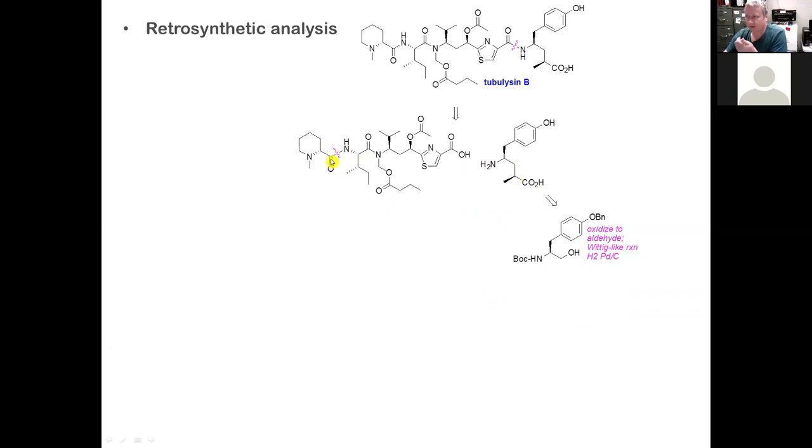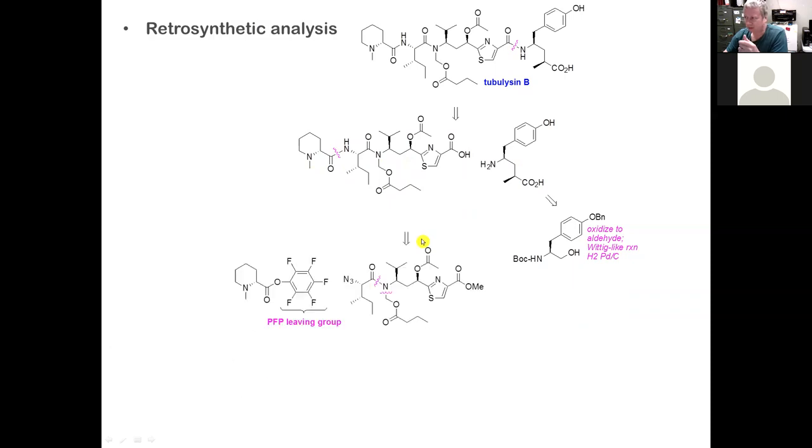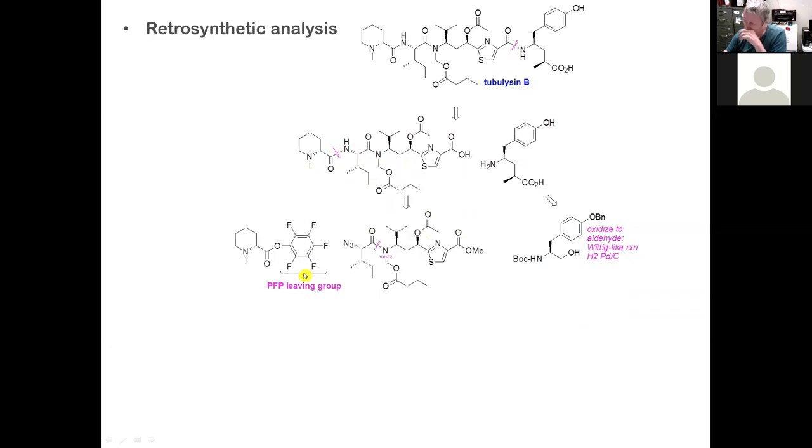Okay, so then let's jump over to the left again. So now you can see that they disconnect this thing into two pieces, the kind of left piece and the right piece. The left piece is very simple, and the right piece is a little more complicated. But the left piece, they attach, this is pretty cool. This looks weird, right? It's really just a leaving group. It's called pentafluorophenol. This is kind of like a chloride or something, but it's very fine tuned for peptide type synthesis, right? So this PFP group is cool because it can be kicked off.